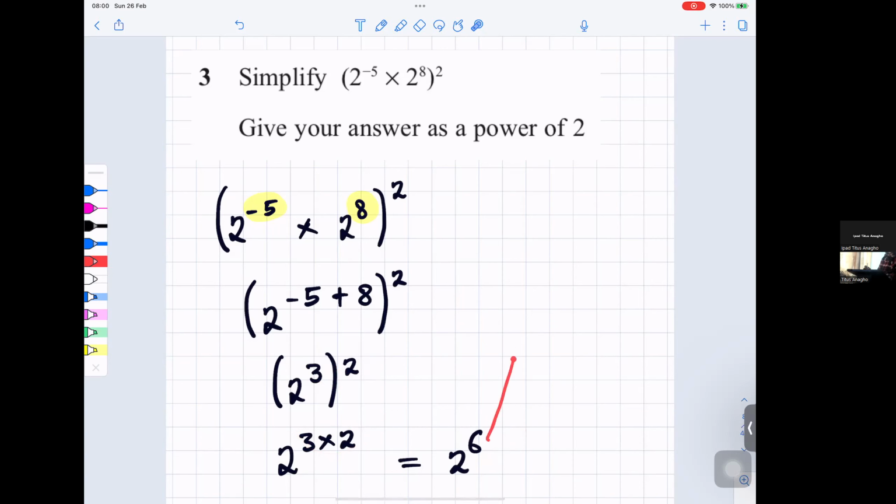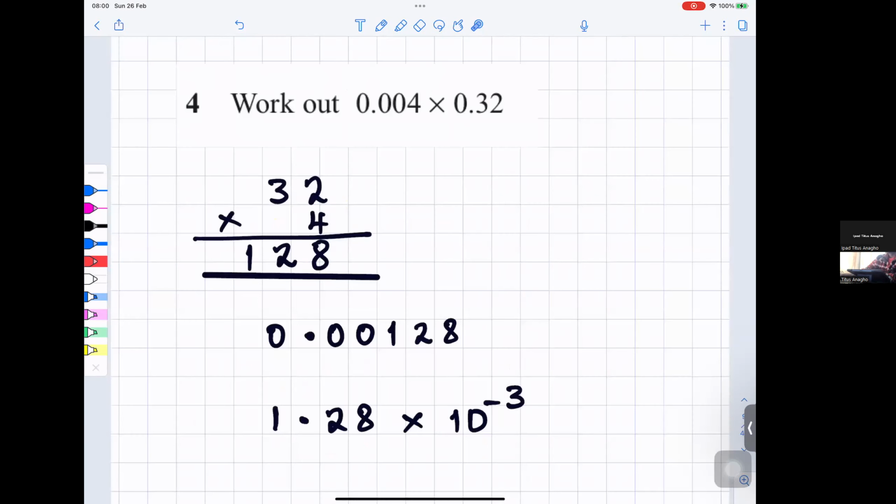We're giving our answer in terms of a power of 2. Work out 0.004 times 0.32. The technique for this type of question is to multiply the numbers without the decimal places. So just multiply 4 times 32. Or 32 times 4. 4 times 2 is 8. 3 times 4 is 12.